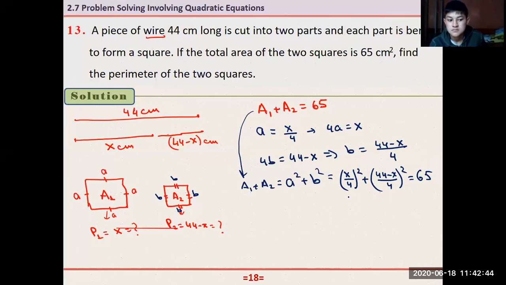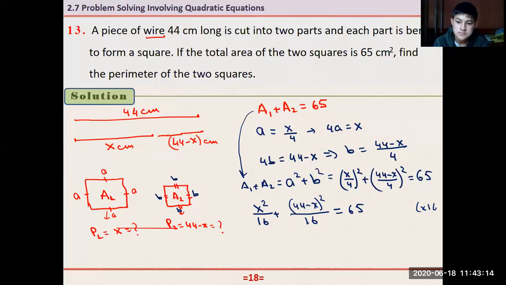So now next, I need to remove the brackets. So here we have x squared over 16 plus (44 minus x) squared over 4 squared, which is 16. On the right hand side, we have 65. Now that's the common factor. I can multiply both sides by 16, right? So if you multiply both sides of the equation by 16, 16 times 1 over 16 equals 1.